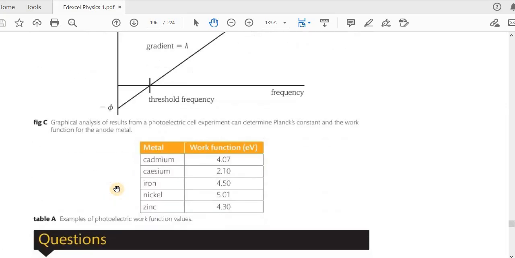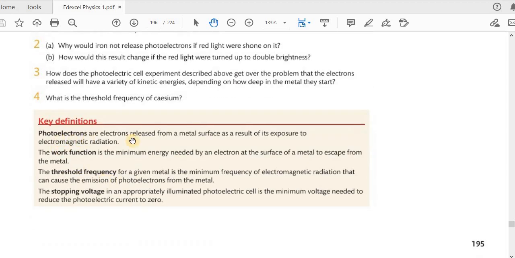Now we will write a note about this as well very quickly. Photoelectrons are electrons released from a metal surface as a result of its exposure to electromagnetic radiation. I think that's very clear. The work function is the minimum energy needed by an electron at the surface of a metal to escape from the metal. The threshold frequency, remember I used the symbol f0, for a given metal is the minimum frequency of electromagnetic radiation that can cause the emission of photoelectrons from the metal. So minimum frequency to cause photoelectric emission. Minimum frequency of the photon or electromagnetic radiation.